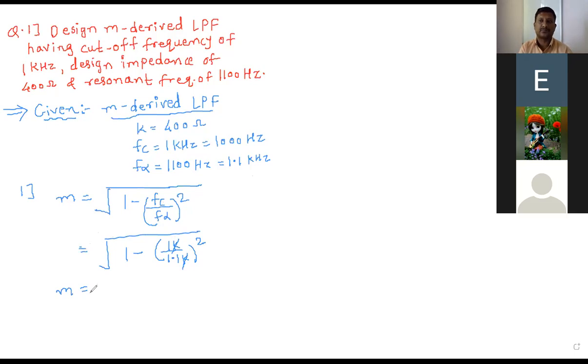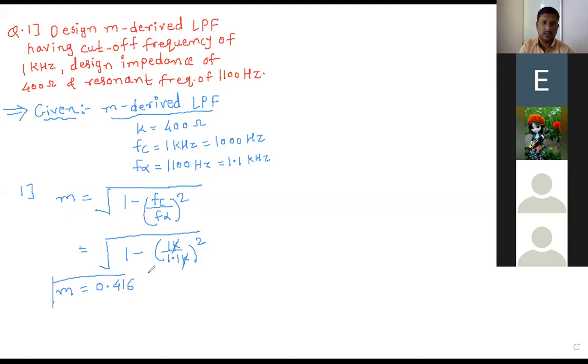Anyone calculate and tell me the M value. Fast. 0.41659. Yes, so it is 0.416. There is no unit, it is a constant value. So it is 0.416. Everyone is getting the same answer?